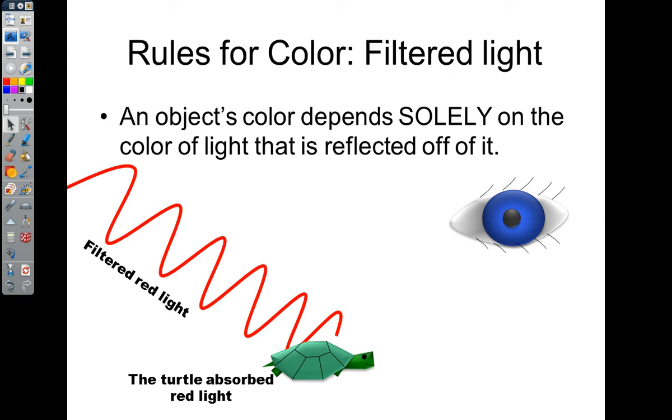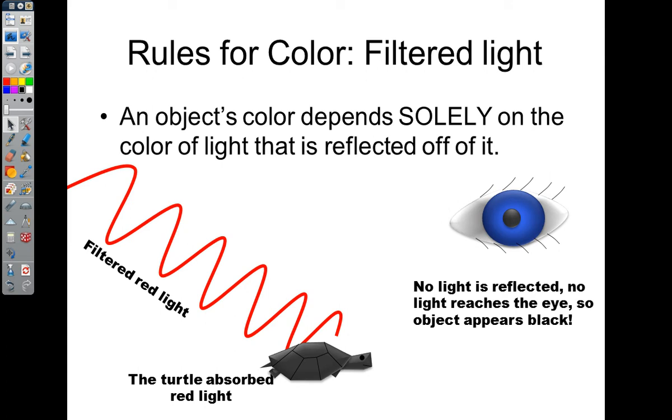So if it was red and a green light came in, it would absorb the green. Yes. And what color is the turtle going to look now? We're guessing. The turtle would look black. That's close, because no light is reflected. No light's reflected, so it's going to look black. So if you put a red turtle in a room with just red light, it would look black.